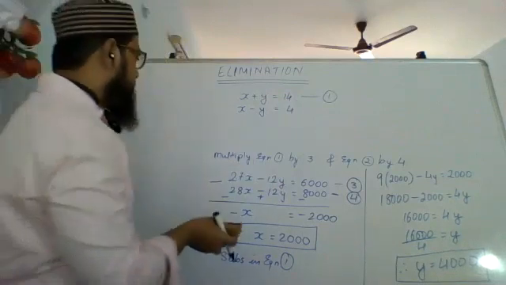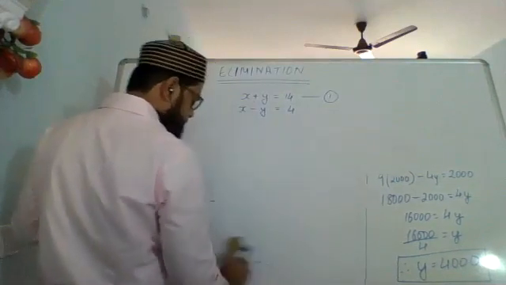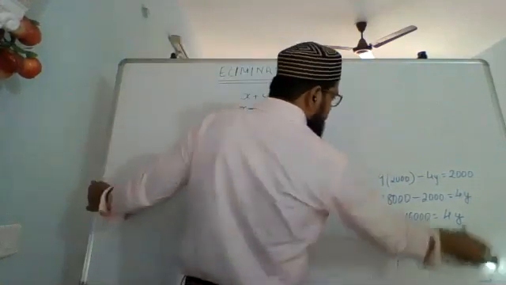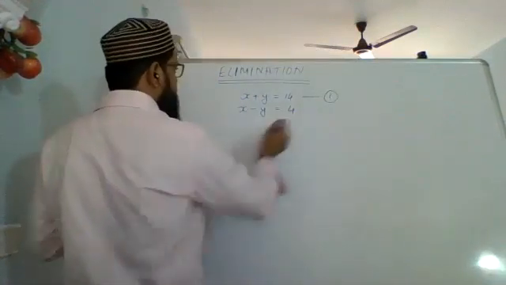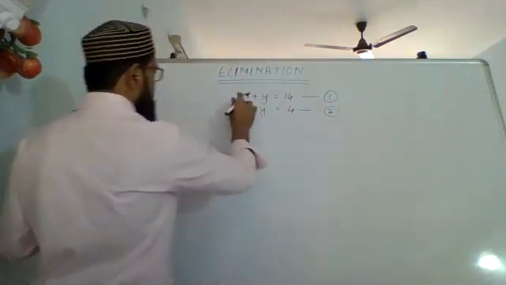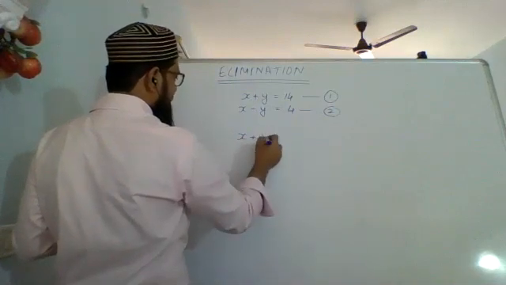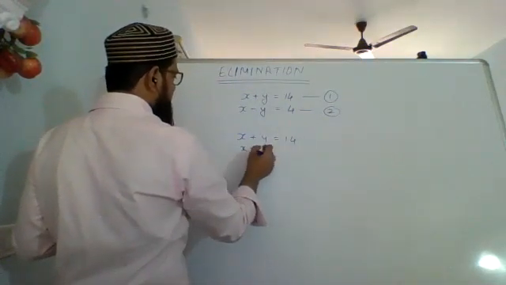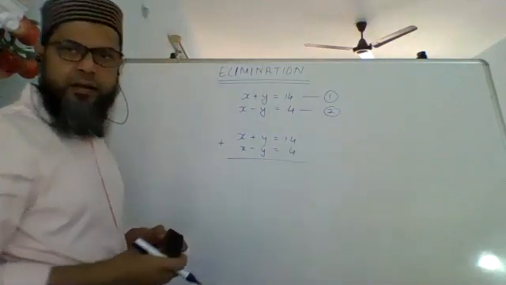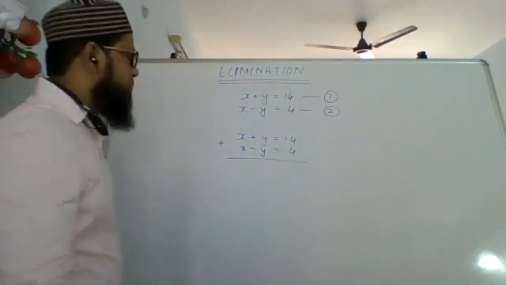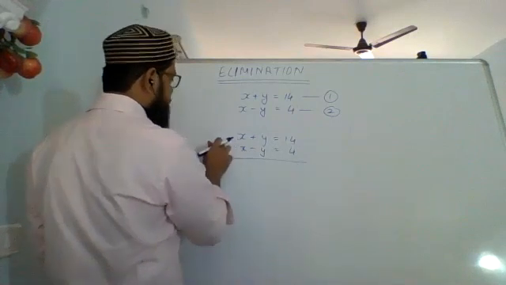This is a very simple and basic one that I'm showing you. Here the coefficients of y are already equal, so you don't have to multiply by anything. Since both the coefficients are the same, I'll add them: x plus y and x minus y. When I add, I don't have to do anything with the signs. In the previous sum, we had changed the signs because we were subtracting.